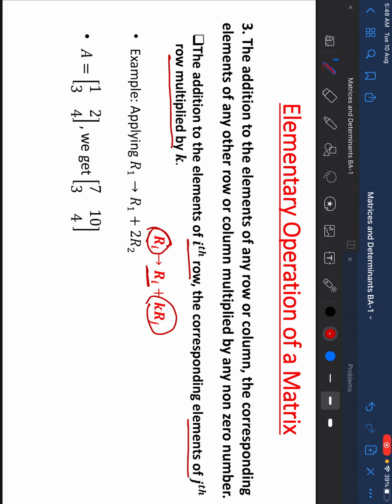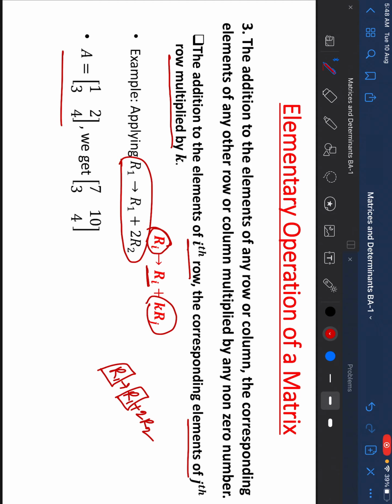So suppose we are doing one operation. This is my matrix A, 1 2 3 4. My operation is R1 implies R1 plus 2R2. I am changing the elements of R1 by adding the elements of R1 with 2 multiplied with the elements of R2.